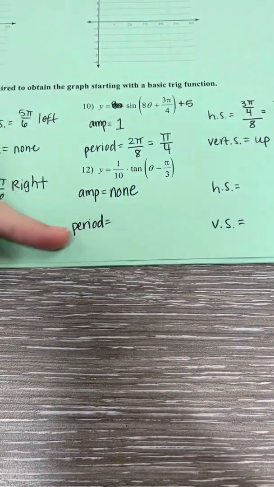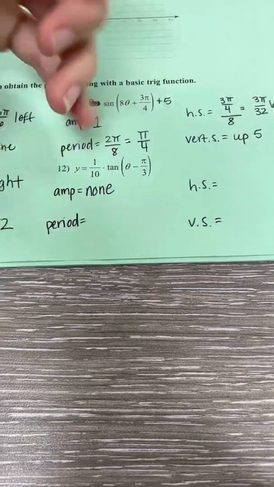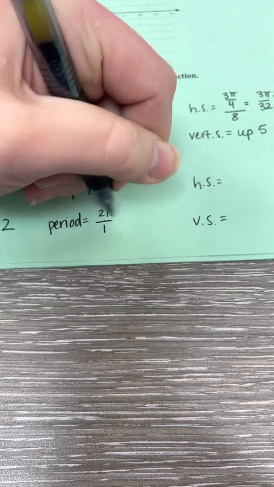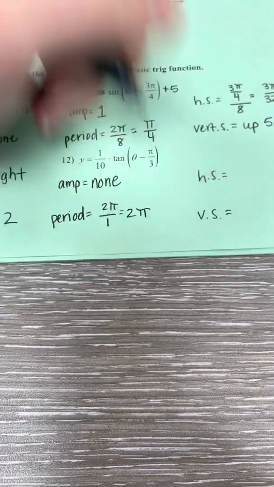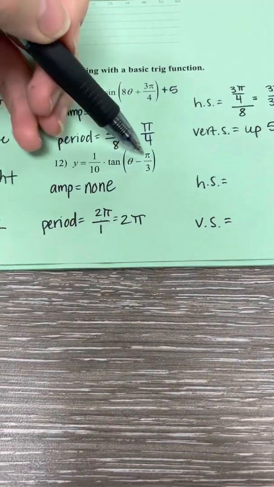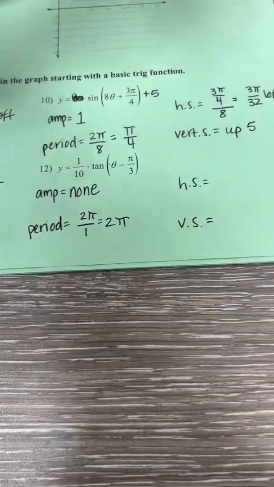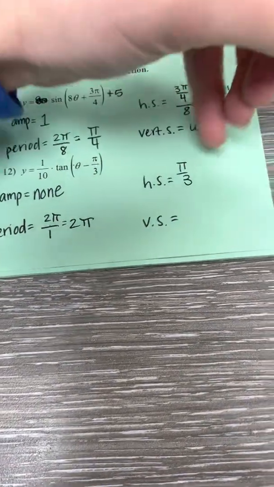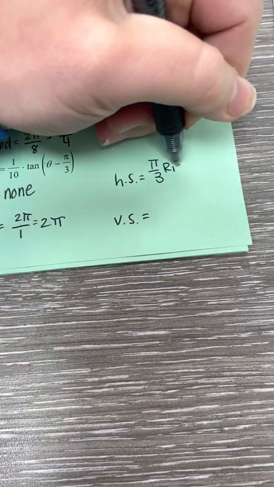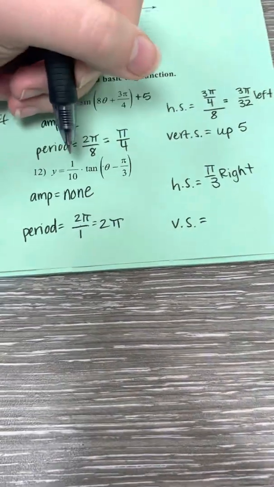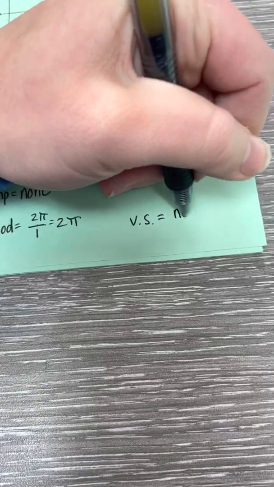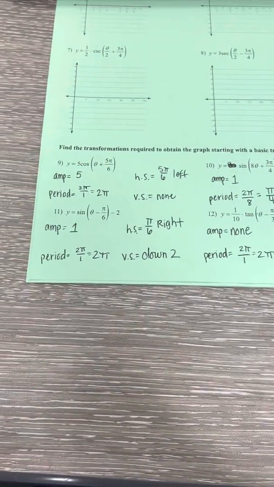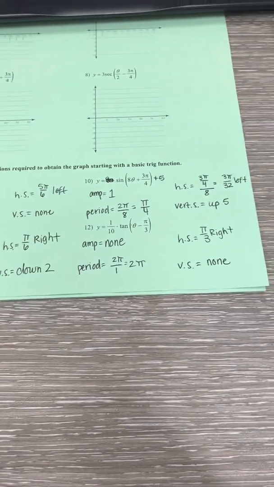All right, our period is going to be 2 pi over b, which is just, again, going to be 2 pi. Our horizontal shift is going to be b over c, which is just going to be pi over 3. And since it's minus, that means we will go right. And we are not adding or subtracting anything on the outside, so there is no vertical shift. So hopefully that helped a little bit on just working a couple of examples.